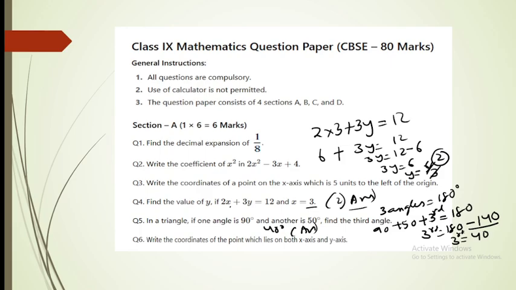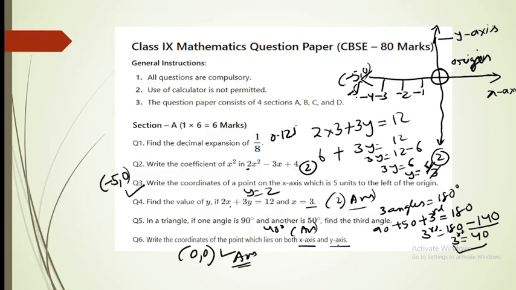Now, find the value of y if 2x plus 3y; we solved it and we got y is equal to 2, the correct answer. In the triangle, if one of the angles is 90 degrees and the other angle is 50 degrees, we are using the rule that the sum of all three angles has to be 180 degrees. So we got the third angle to be 40 degrees, which is the right answer. This question was quite interesting. Write the coordinates of the point which lies on both the x-axis and y-axis. The coordinates are 0 and 0.